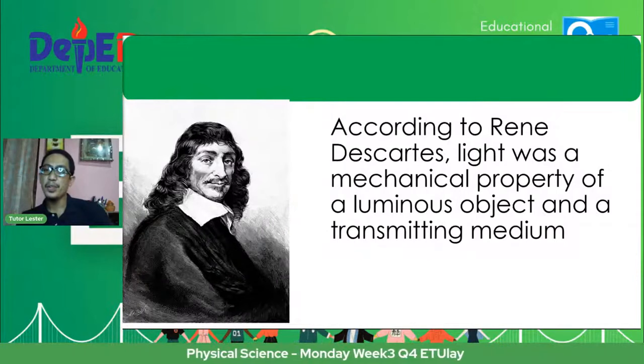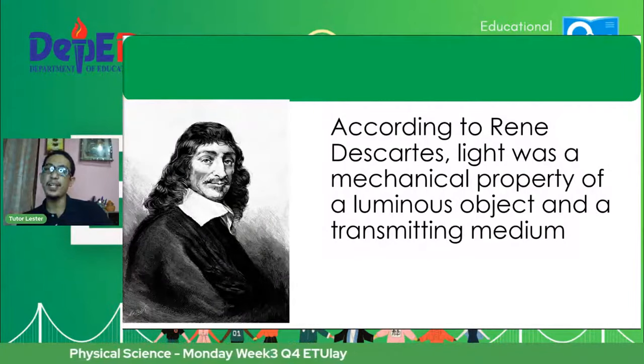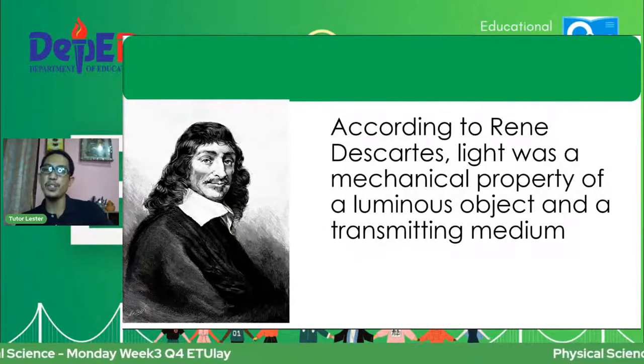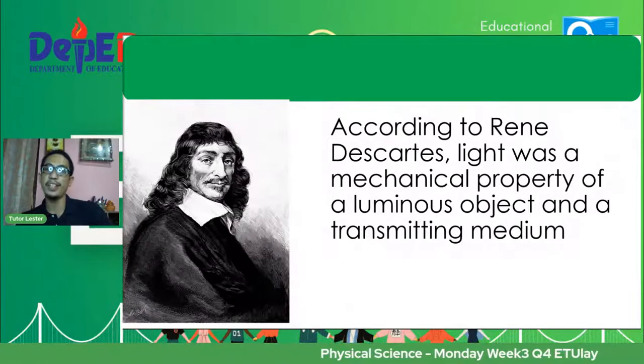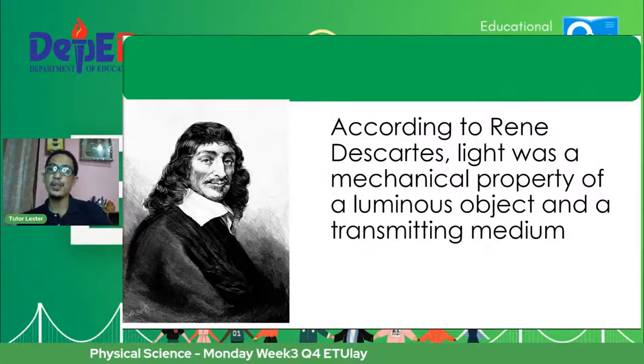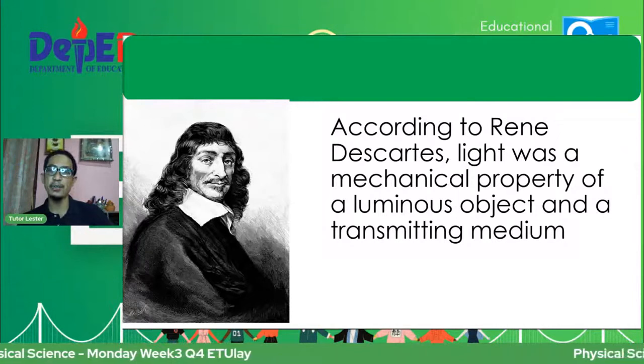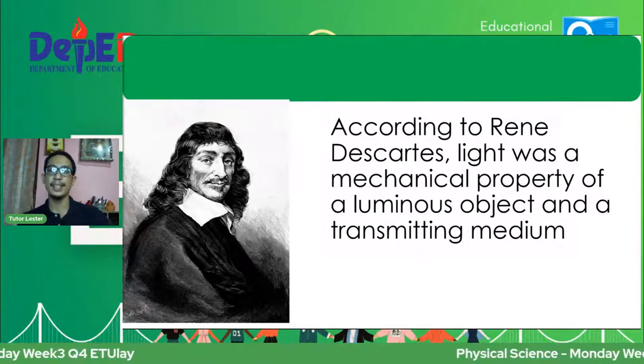Descartes postulated and published a theory about the refraction of light, which states that refraction could be explained by the speed of light in different media. His theory of light was regarded as the start of the modern physical optics.